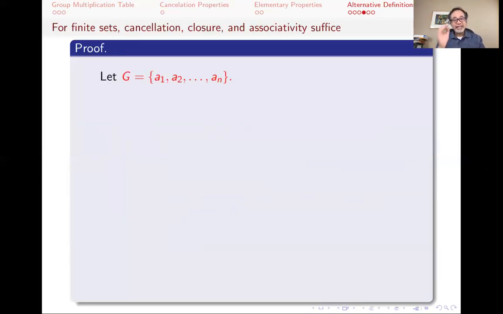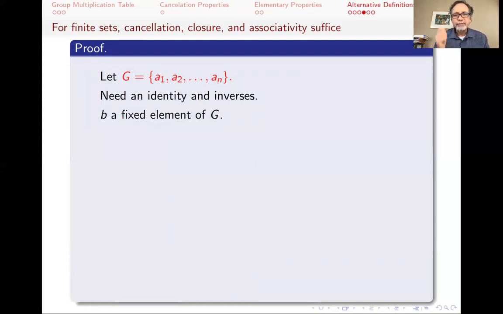Let's prove that. The key thing here is the finiteness. And this argument is worth knowing about because it might be useful in other places as well. The set has a finite number of elements, so maybe it has n elements, and I'm naming them A1 through AN. So that's what G is. I need to find you an identity and an inverse. What am I going to do? How am I going to find one?